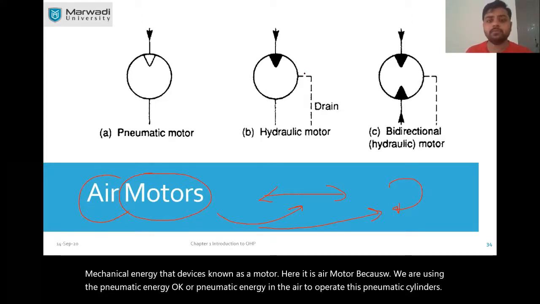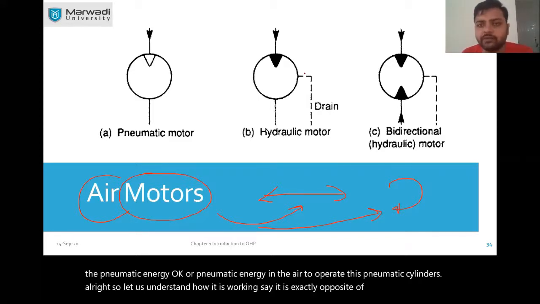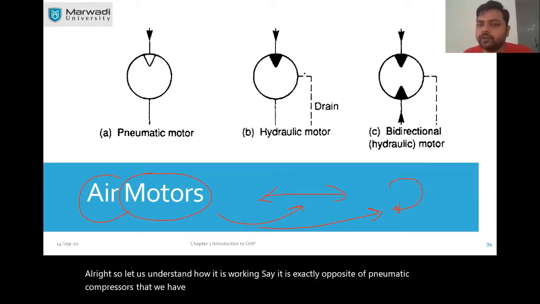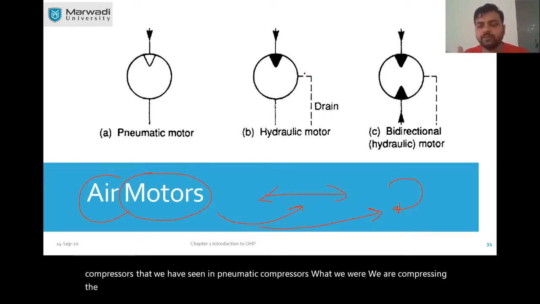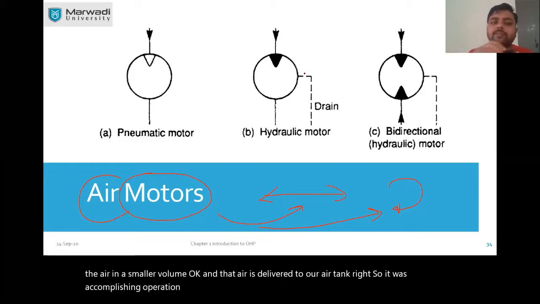All right, so let us understand how it is working. See, it is exactly the opposite of the pneumatic compressors that we have seen. In pneumatic compressors, what we are doing is compressing the air in a smaller volume, okay, and that air is delivered to our air tank, right? So it was a compressing operation, the air is being compressed. Here it is completely opposite.